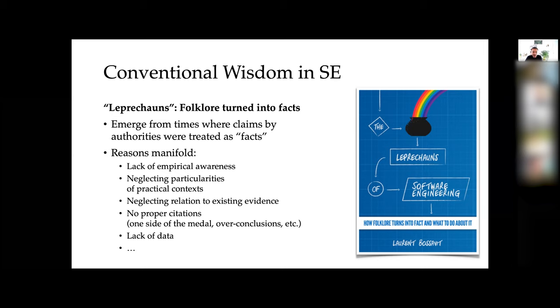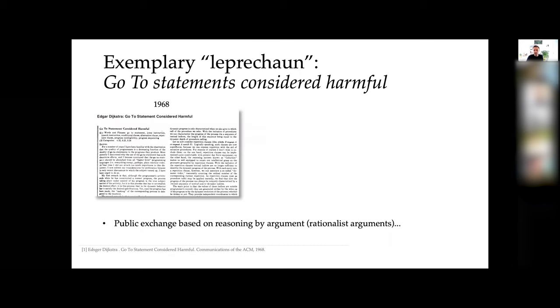but they are treated as facts only because they come from times where claims made by authorities of our field, like Dijkstra, Barry Boehm, and so on and so forth, were treated as facts. Now, the reasons for them are manifold, and they are excellently written in this book. So if you're looking for an interesting, lightweight reading, I can highly recommend that, because the author explains very well the different reasons and the different fallacies that we can commit as software engineering researchers leading to these leprechauns. But instead, I would like to show you one example for a leprechaun in software engineering.